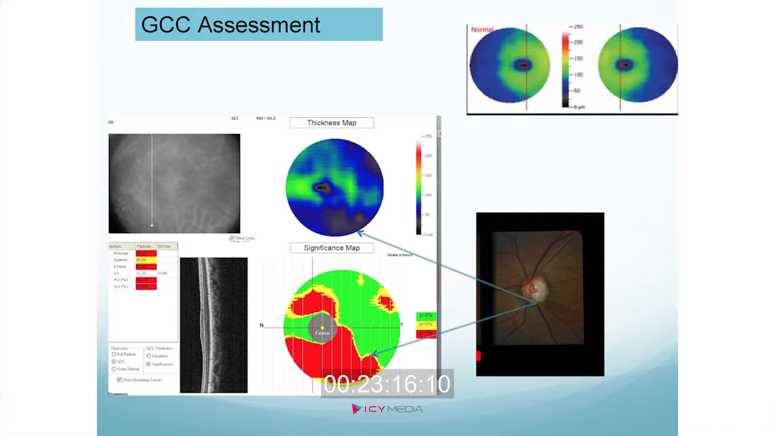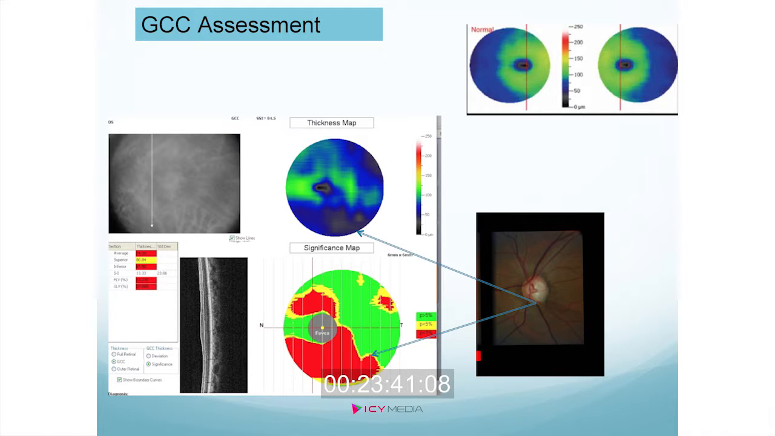Okay, so we can see the thickness map here is showing us an absence of that nice green color, right? It's almost black or navy, indicating thinning. See the micron scale there on the side, it's showing you that that area is thin. The ganglion cell complex is thin, it's not healthy. And then how does that correlate on a significant scale? It's way outside of norms. That's what that red is showing you.